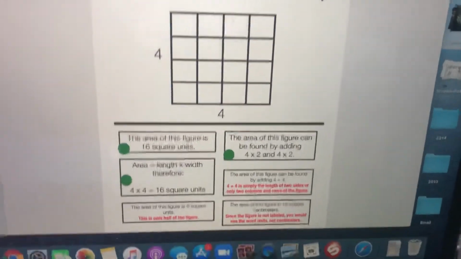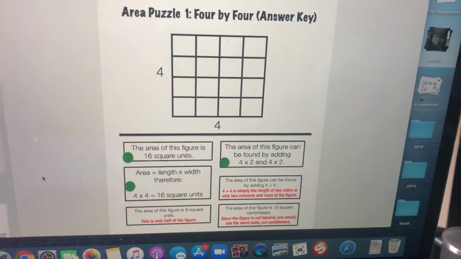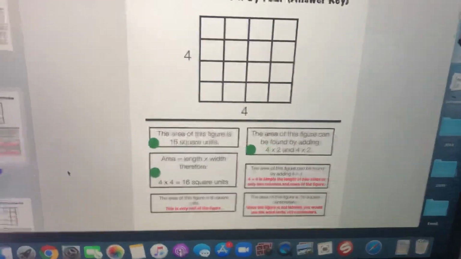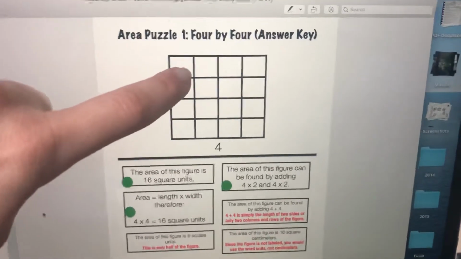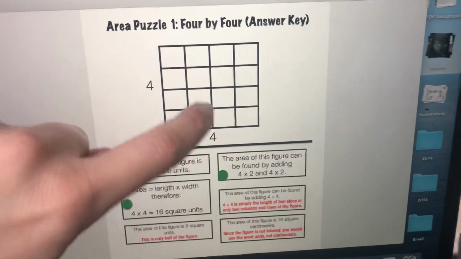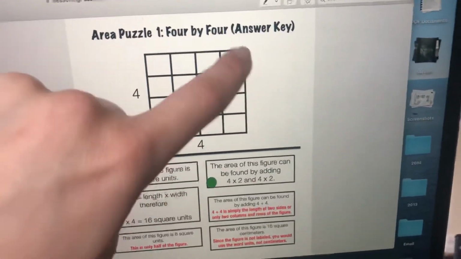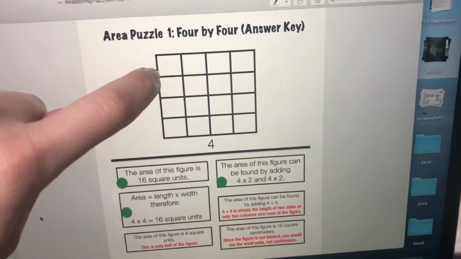Here we are. So here are the answers for this puzzle. So the area of this is 16 square units. I can count them just like we just learned in our pages. 1, 2, 3, 4, 5, 6, 7, 8, 9, 10, 11, 12, 13, 14, 15, 16. There's 16 square units in there.